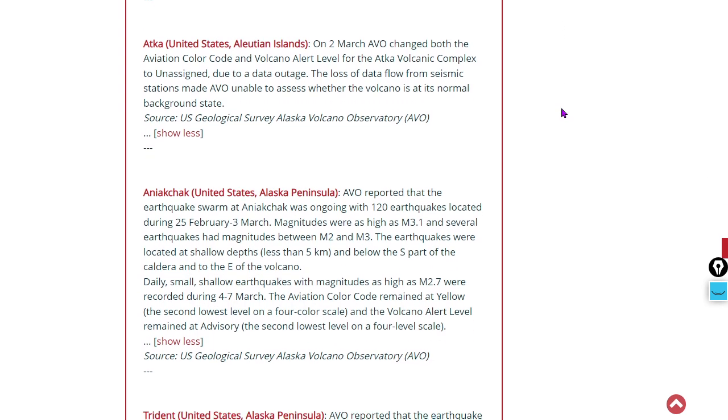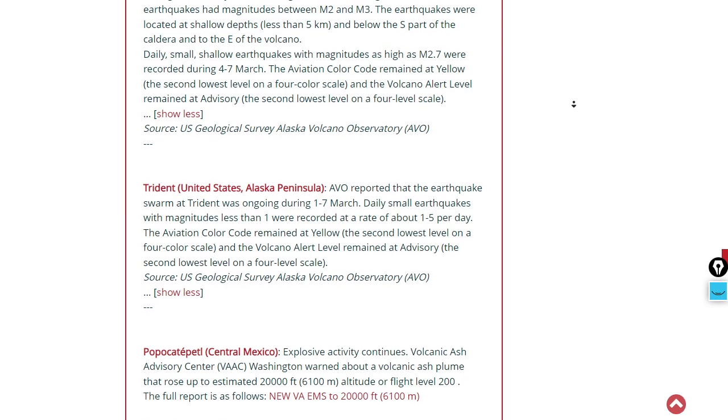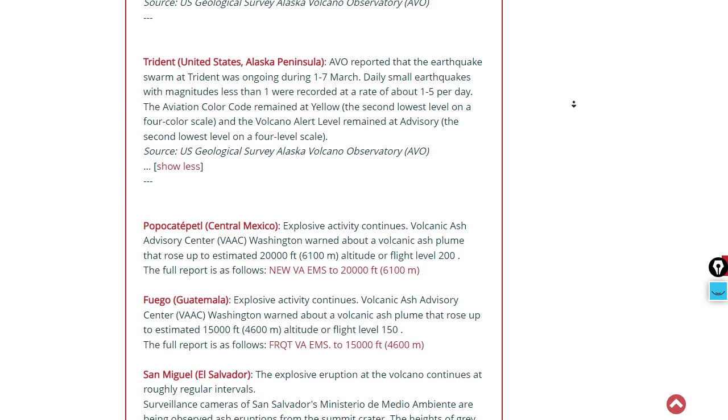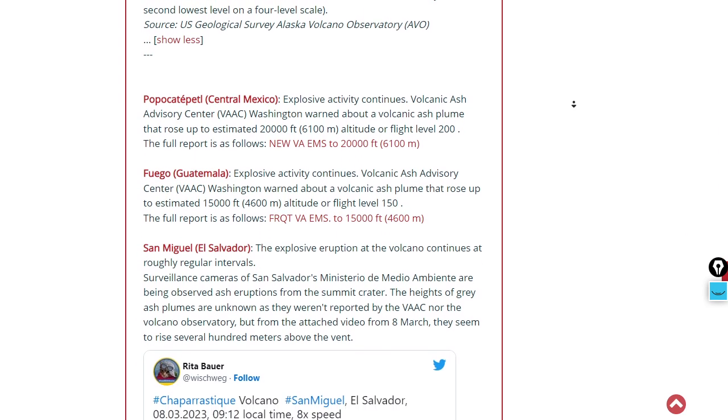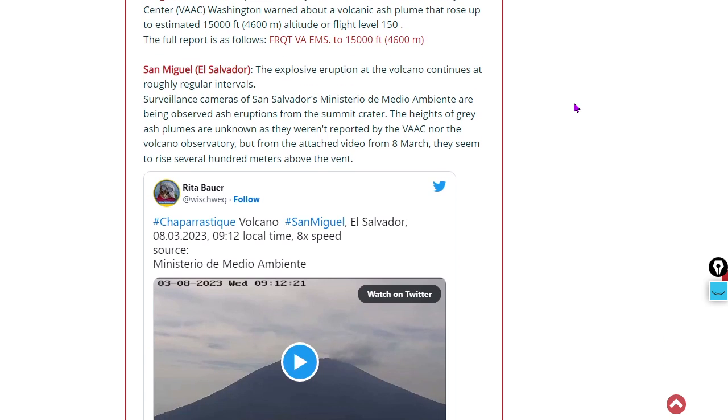Atka on the Aleutian Islands. The loss of data flow from seismic stations occurring at Atka. Aniakchak, also on the list there. Some magmatic activity there. Trident volcano also on the list. Popocatépetl, flight level 200. Fuego, flight level 150. San Miguel in El Salvador now showing up on the list.